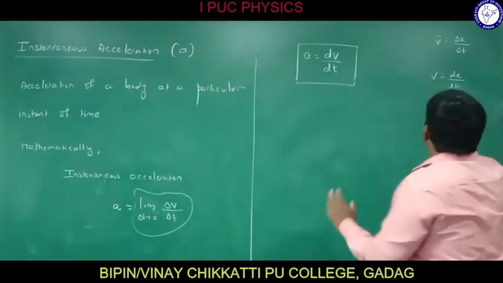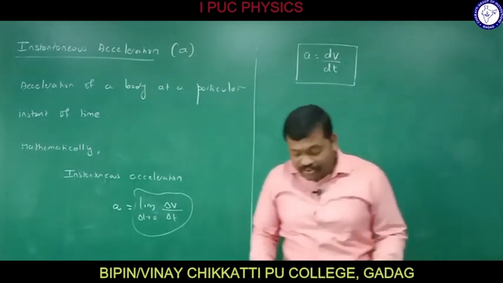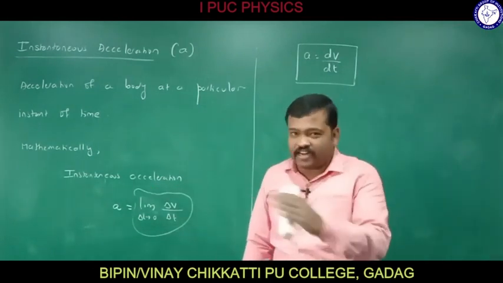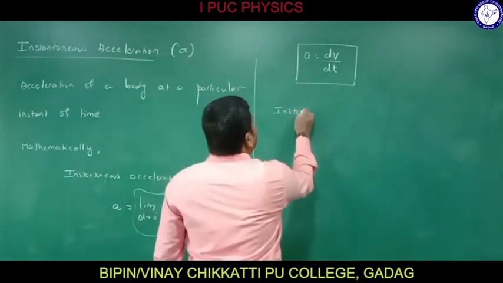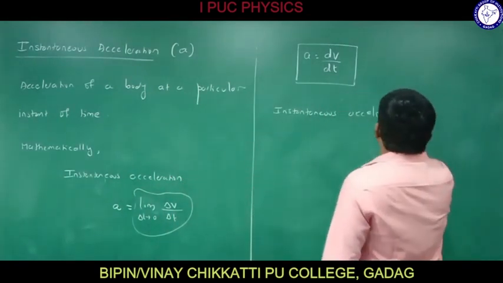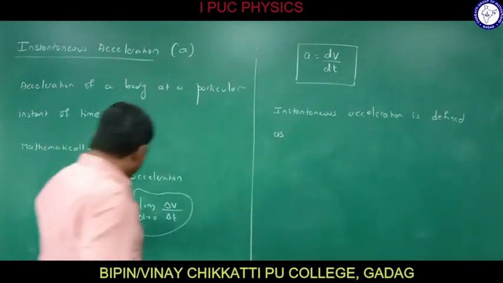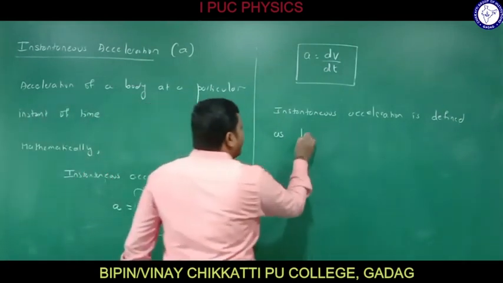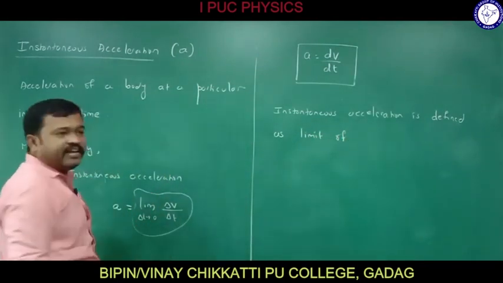Now let me define this acceleration. So this is instantaneous acceleration. I need to define instantaneous acceleration. How is it defined? Let us check it out. Let me write mathematically. Instantaneous acceleration is defined as, what is LIM? Limit. It is defined as limit of what? Delta V by delta T.